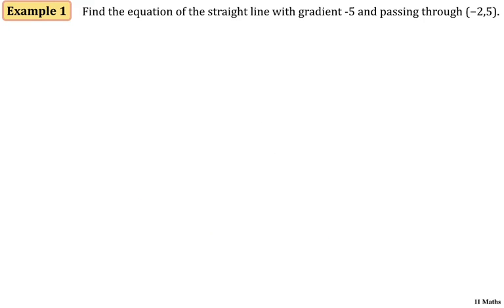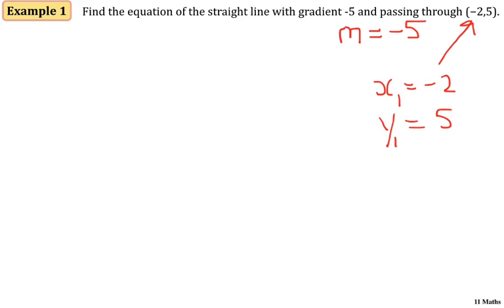Let's try some examples. So find the equation of a straight line with a gradient minus 5 that passes through negative 2, 5. Which of those three rules are we going to use? Well, we know the gradient and we know a point. So effectively we know the gradient equals minus 5, and from that point we know x1 equals negative 2 and we know y1 equals 5.